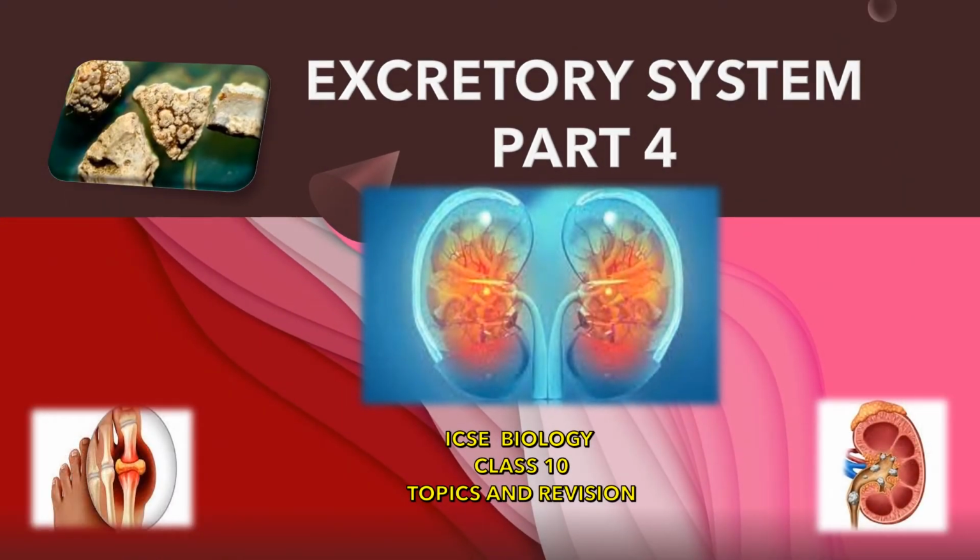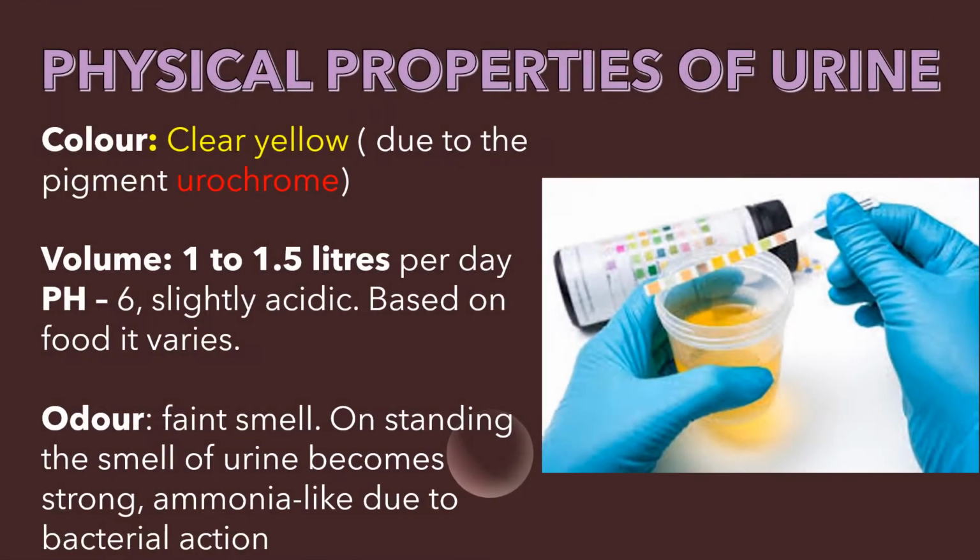Excretory system part 4. Here we are discussing different constituents of urine, physical properties of urine, artificial kidney, etc. We can discuss about the physical properties of urine.